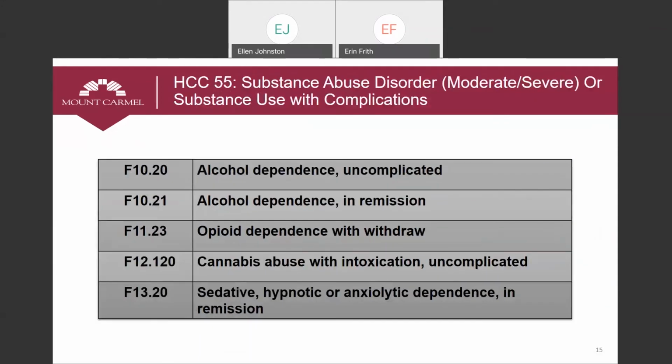HCC 55 includes substance use abuse disorders, moderate or severe, or substance abuse with complications. This category includes intoxication, dependence uncomplicated, in remission, or with withdrawal. Shown on the slide are alcohol, opioid, cannabis, and other sedatives.